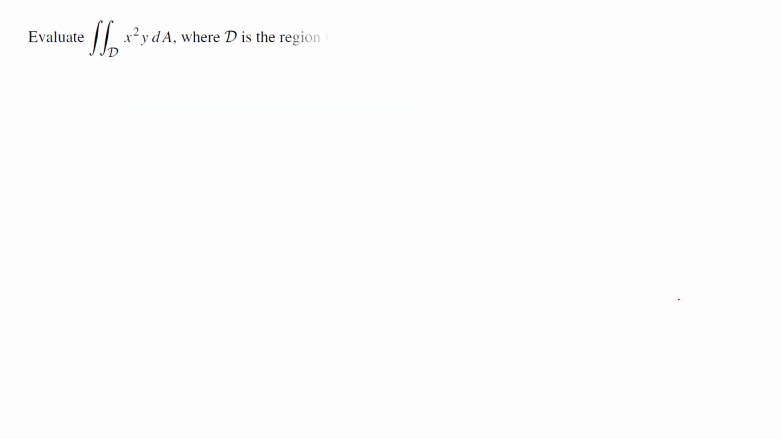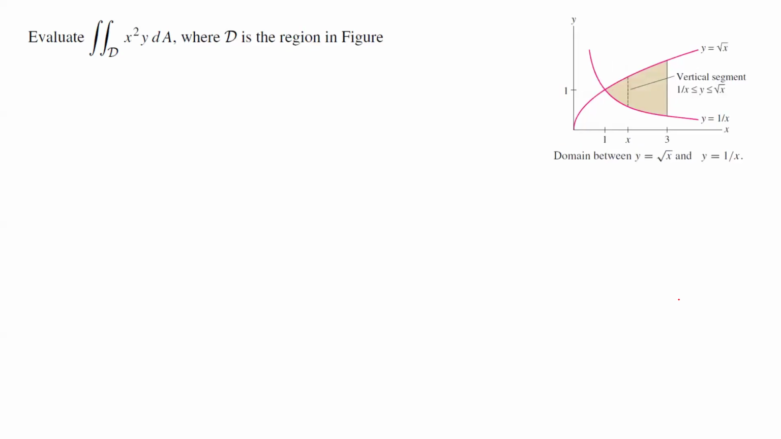Example for you. Suppose I ask you to calculate the double integral of x squared y dA, and D is the region given in the figure below. Y is equal to square root of x, and y is 1 over x. So you have a radical function, and also you have a reciprocal function. The intersection between these two is at 1, and then on the right-hand side, the region stops at 3.